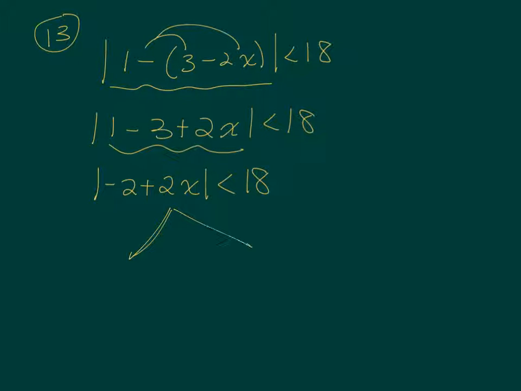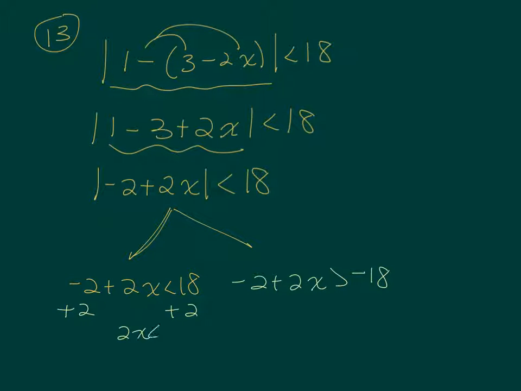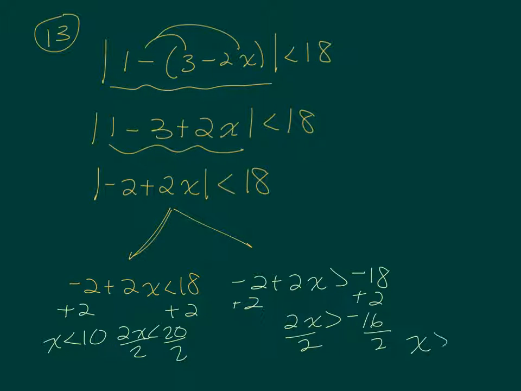So we come down twice on that. We get negative 2 plus 2x less than 18, and negative 2 plus 2x greater than negative 18. Again, same thing we've been doing. Add 2 on both. 2x is less than 20. Divide by 2, and we get x less than 10 on this one. Over here, if I add 2 on both, I get 2x is greater than negative 16. Divide by 2, x is greater than negative 8.